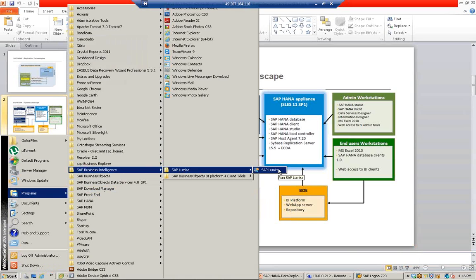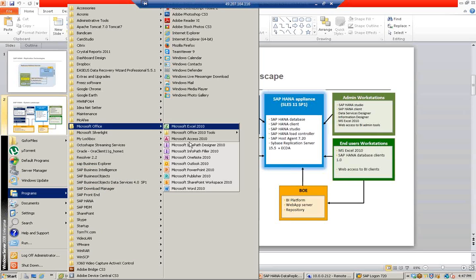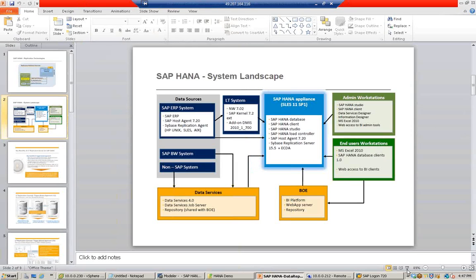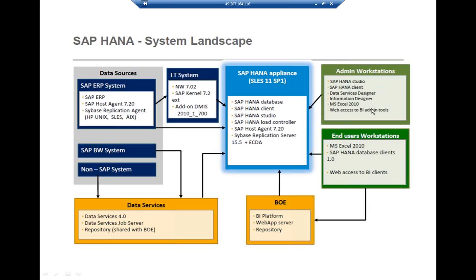And sometimes we may need access to the admin tools, in case you are responsible for some configurations. And sometimes you may go with reporting tools like Microsoft. So all that is shown in this admin workstation. You can see on the right top corner we have something called admin workstation. Admin workstation is nothing but a client workstation where a technical person works. So we have to know what tools we need.